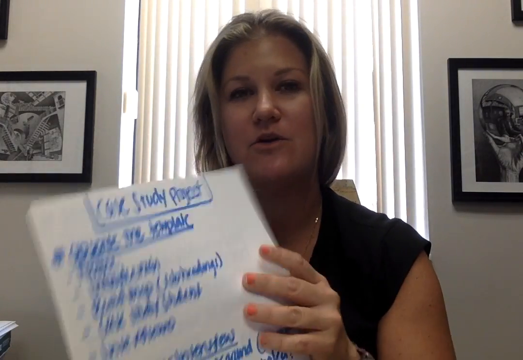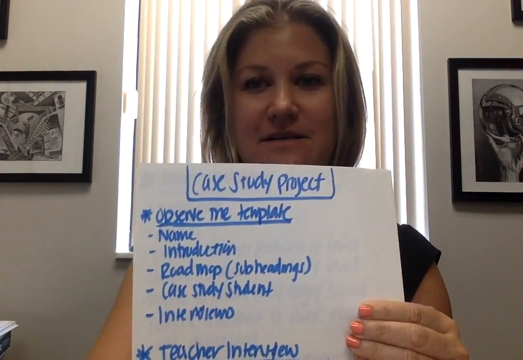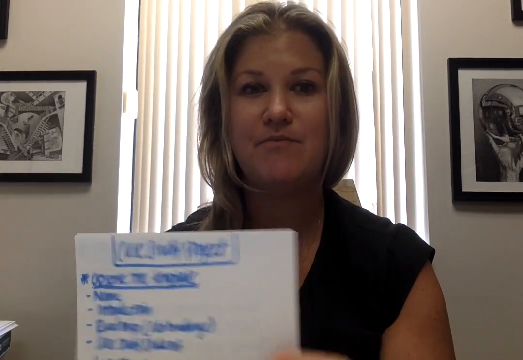First, I want you to observe the template, which includes your name and a brief introduction. Introduce the project and why you think the project is important, and anything else that you feel I should know. Then give me a roadmap, which could be called a table of contents, but I would rather you do just a subheading and tell me what I should be expecting for this assignment.